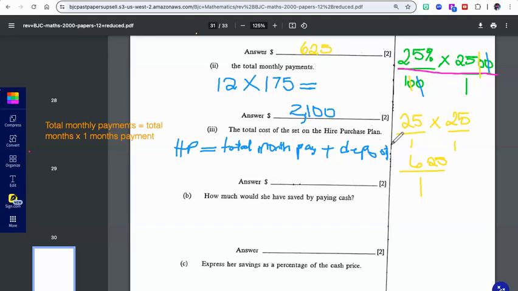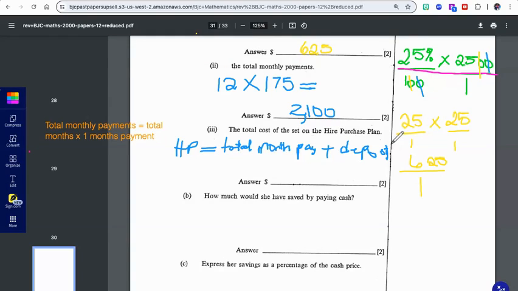You have to remember this. Hire purchase is equal to deposit plus your total monthly payment. Remember, you're paying something down, and every month you are going to pay a certain amount. So all you need to do is add them. My deposit, we found this, the deposit was $625, right? And when we found the total monthly payment, we had a total monthly payment of $1,200.